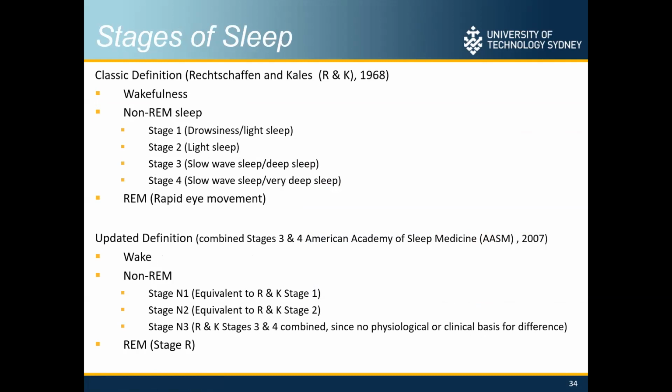So our understanding of sleep has changed over time. You've got the classical definition of it, which was defined in 1968. In this case, you've got different stages that were defined, from wakefulness to non-REM sleep, which is divided into 4 categories, from stage 1 to stage 4. And you have the onset of rapid eye movement.